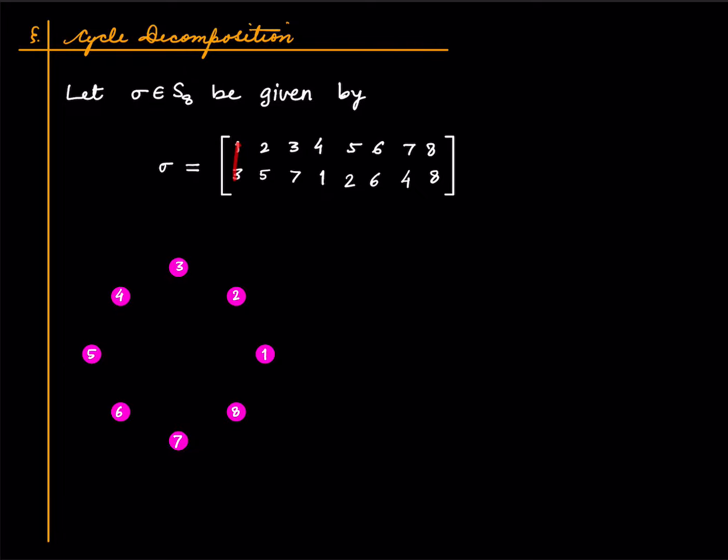So 1 maps to 3. We will draw an arrow from 1 to 3. Okay. Now we go to 3 and 3 maps to 7. So we draw an arrow from 3 to 7. 7 maps to 4. And 4 maps back to 1. So we get this cycle.